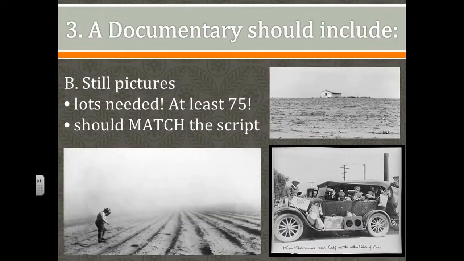The next most important element that you'll have in there are still pictures and images. To make the documentary interesting, you will include some still images for the viewer. The still images should match the script and help the viewer see what you're talking about. You will need a lot of these, at least 75. However, with a Google search, it's much easier than ever before to find enough pictures pretty easily.